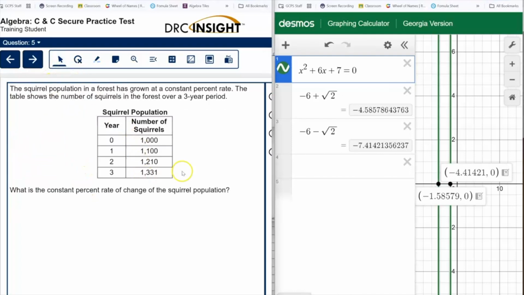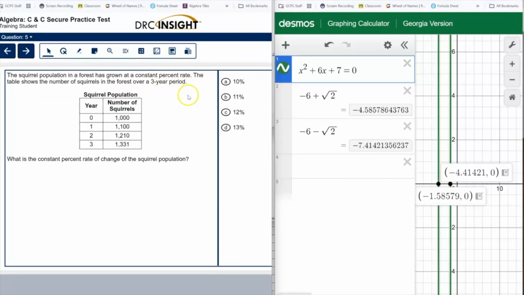All right, we're going to go to number 5. A squirrel population in a forest has grown at a constant percent rate. The table shows the number of squirrels in the forest over a 3-year period. What is the constant percent rate of change of the squirrel population? All right, let's go ahead.